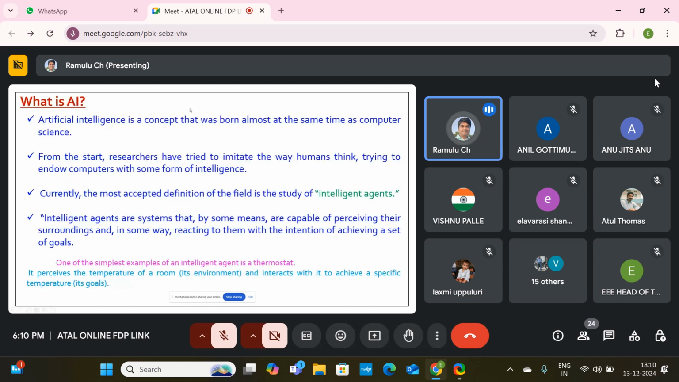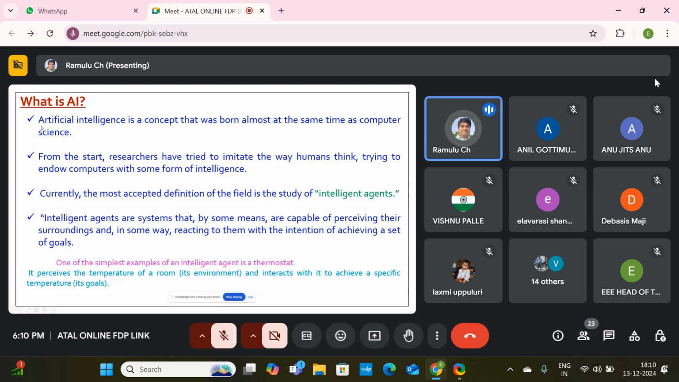Now coming to the definition of AI. Before my session, I think this is the fifth day session, you are already aware of AI. What is AI? AI is artificial intelligence. Without the involvement of humans, how AI works effectively and efficiently in the real world. One good definition: artificial intelligence is a concept that was born almost at the same time as computer science.